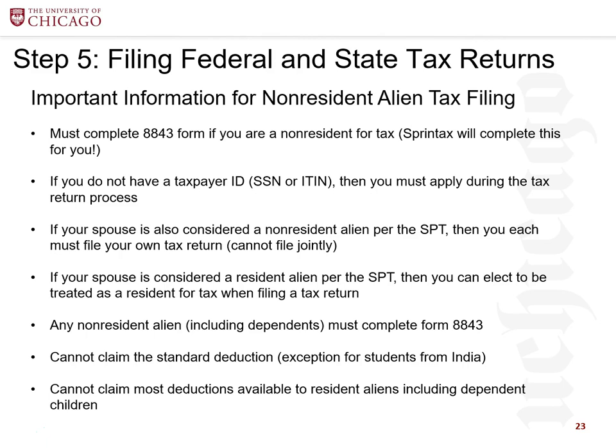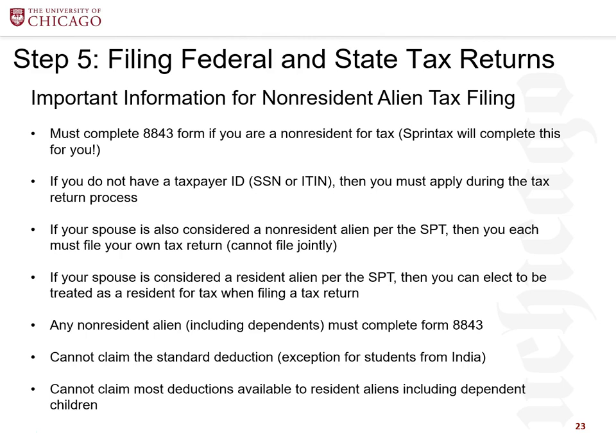If your spouse is also considered a non-resident alien, then you each must file your own tax return. You're not entitled to file married filing separately or married filing jointly. You each must file as single people. If your spouse is considered a resident alien per the substantial presence test, then you can elect to be treated as a resident for tax when filing a tax return. That means that if you are a non-resident and your spouse is a resident, you can both elect to be treated as residents, and you can file married filing separately or married filing jointly.